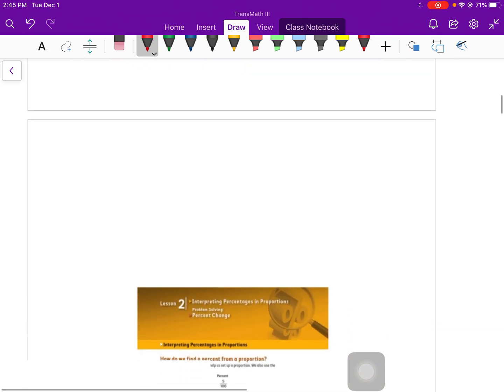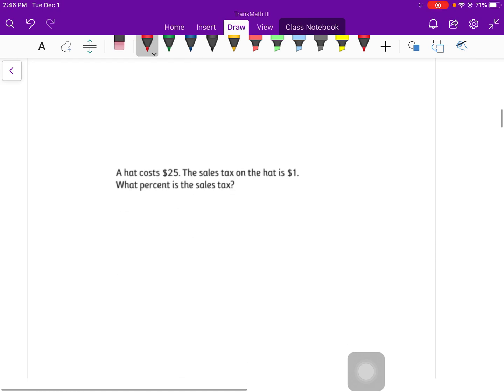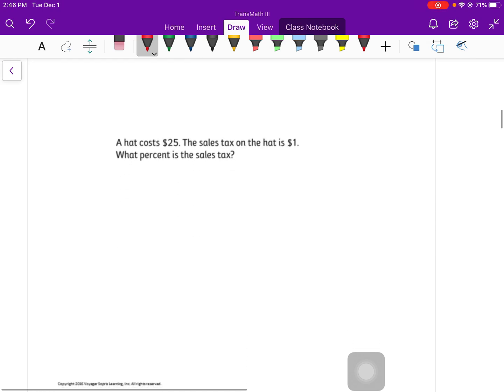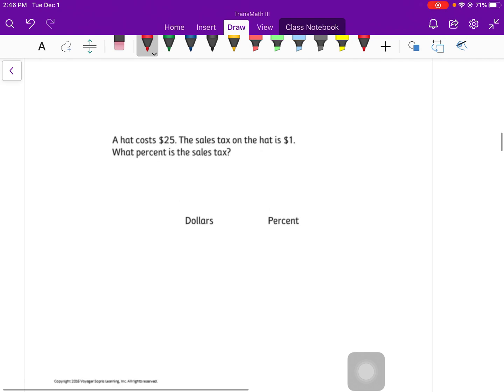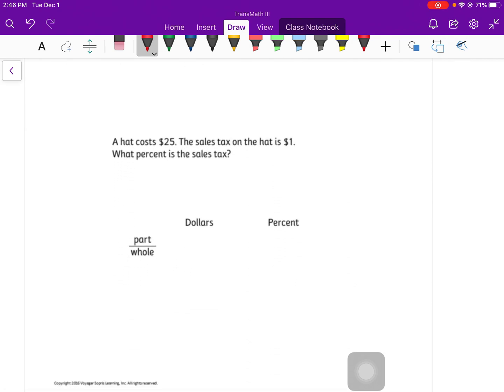So today we're going to be solving percent proportions. So a hat costs $25. The sales tax on that hat is $1. What is the sales tax? We're still going to be setting up proportions. This time we're going to be comparing dollars and percents for parts to whole.